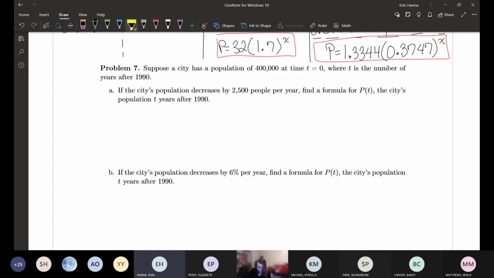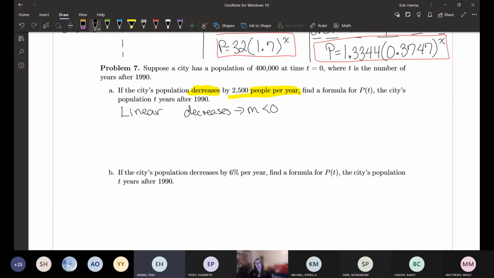So it decreases 2,500 people per year. And it's a set amount of people. That amount of people is not going to change every year. Since it's a set amount of people and that amount is not changing, this tells you that this is a linear relationship. And decreases tells you that your slope is going to be negative, less than 0.